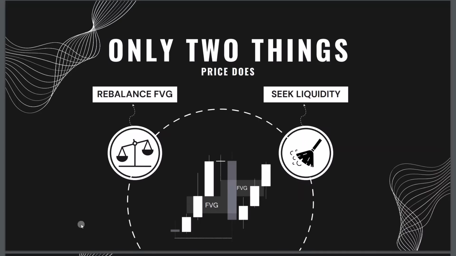Let's take a look at this example here. On this example, what do we see? Price going up, coming down. We had a fair value gap here. What happened is price came to fill this fair value gap, but at the same time went down to take this external liquidity. After seeking this liquidity, it went up to rebalance or fill this fair value gap. This is the cycle of the market, rebalancing fair value gaps and seeking liquidity.